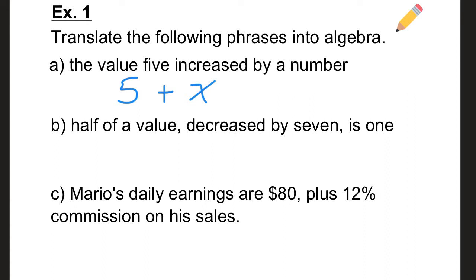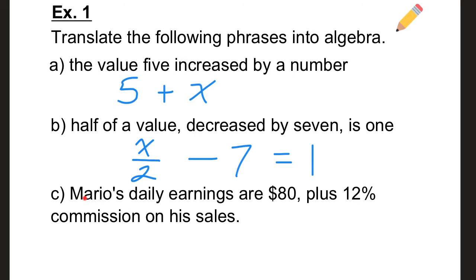Let's do another one. Half of a value decreased by 7 is 1. So here's half of a value. The value is X. There's half of it. It decreased by 7. So half of a value decreased by 7 is 1. So now I have an equation that represents the statement.